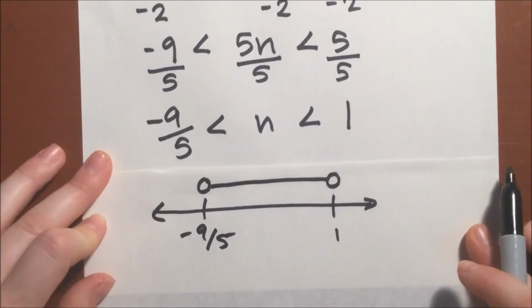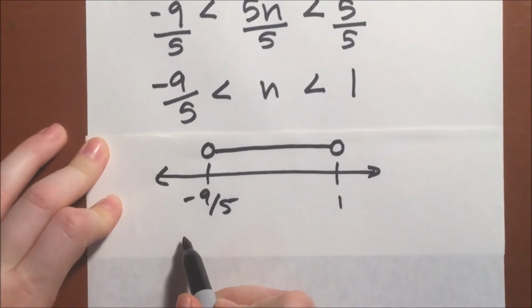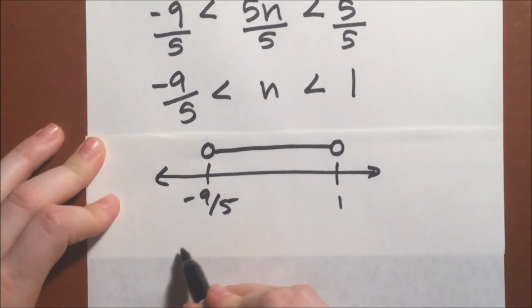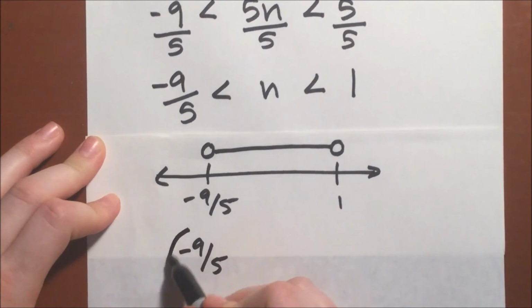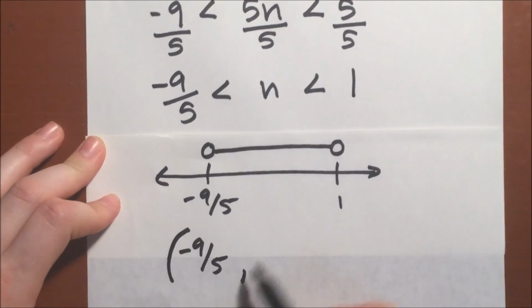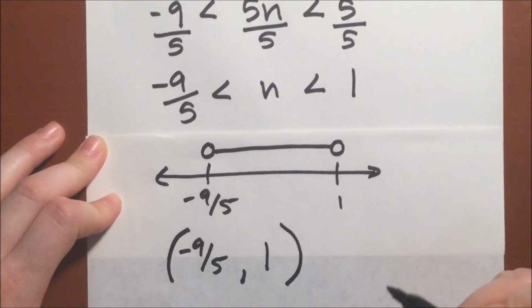And if I want to do interval notation, I just read off the graph. I start at negative 9 over 5, but I'm not including it. So I'm going to use the parenthesis. And I can continue on until 1, not including 1, so I'm going to use my parenthesis. And that is how to solve that.